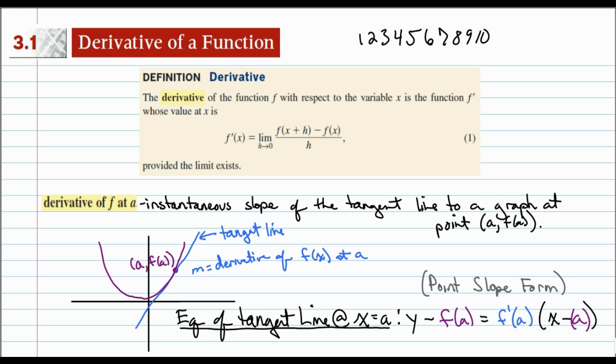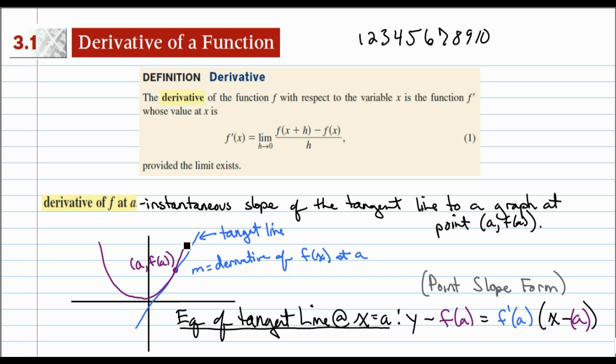Oh my gosh, it's so exciting. So the derivative is that instantaneous rate of change. It is sometimes an equation form, sometimes a value. It is the instantaneous slope of the tangent line to a graph at the point a comma f of a. So a comma the y value.